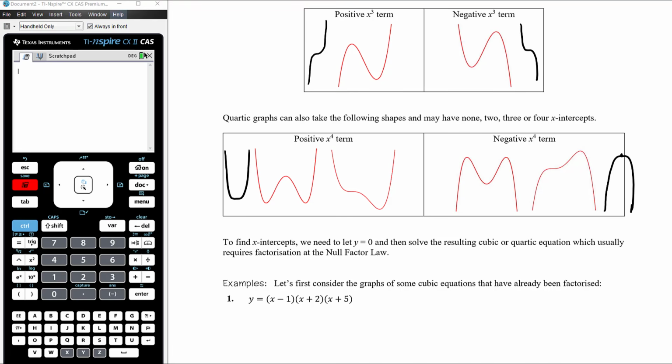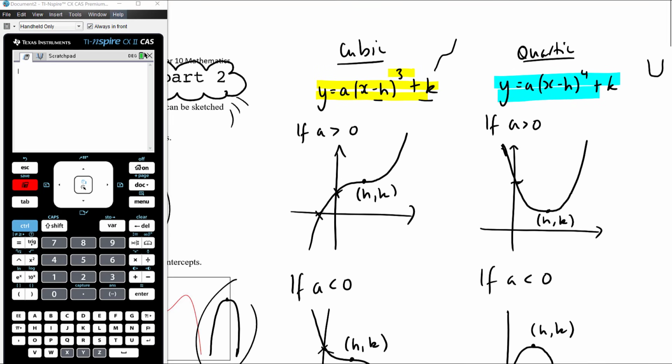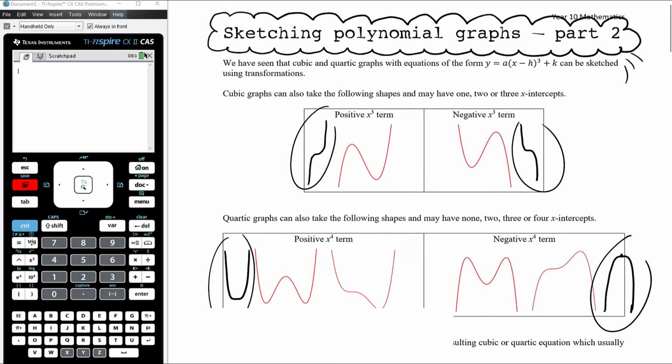Okay, the other thing that starts to happen is as we increase the number of bends and turning points, we're getting more x-intercepts. So when we were dealing with only these functions, because they're all in this form over here, if we find x-intercepts, we can solve those just by rearrangement. Subtract k, divide by a, take the cube or the fourth root, add h, and you've found your x-intercept or intercepts. These are going to be more complicated.